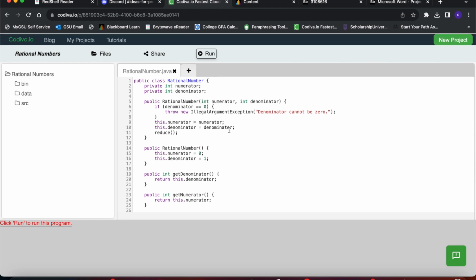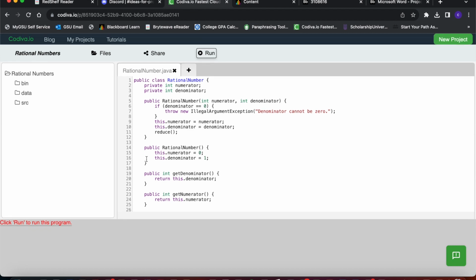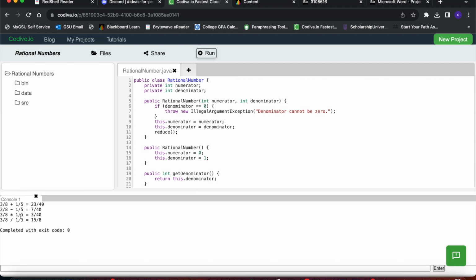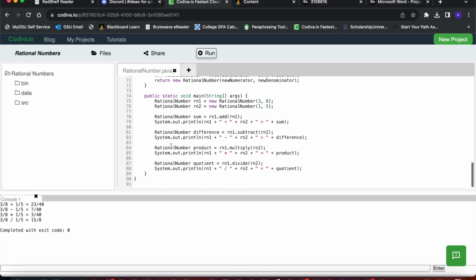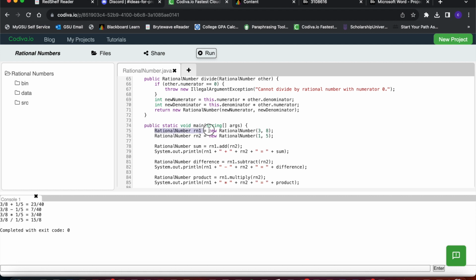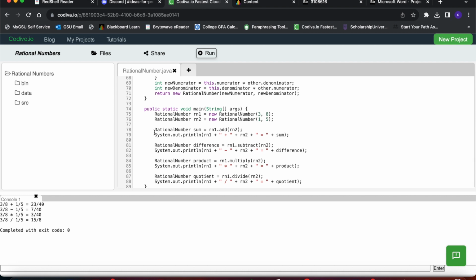This is what happens when I run the code. And as you can see here, it prints out the rational numbers that I defined. I defined them here as 3/8 and 1/5. And then it also prints out the operations that were performed and the results of the operations.